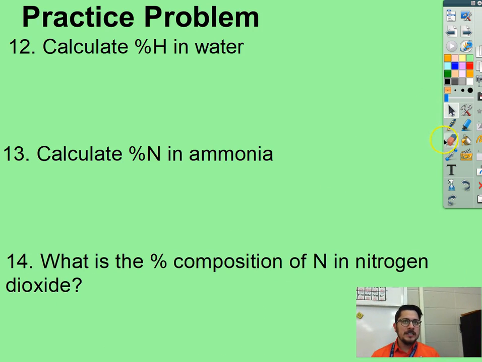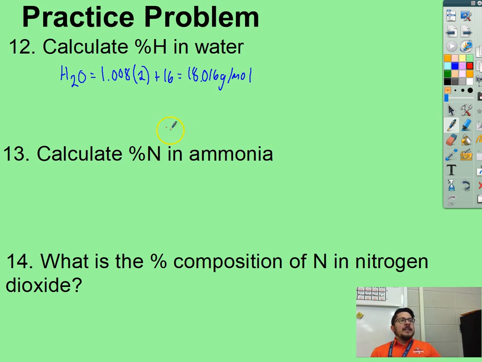So here go some easy ones. They want to calculate the percent of hydrogen in water. The formula of water I know is H2O. I need to first get the whole molar mass, so I use the periodic table up there. 1.008 times 2 plus oxygen, which is 16, and that gives me 18.016 grams per mole.